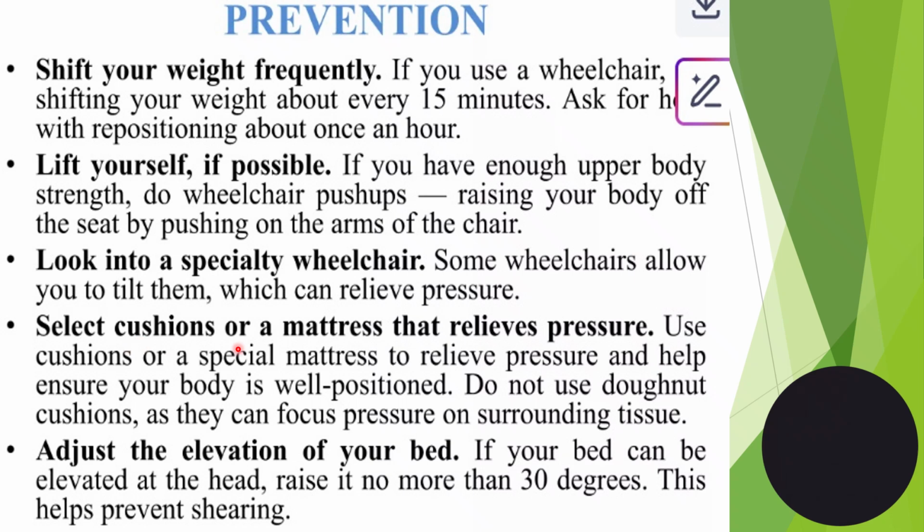Select cushions or a mattress that relieves the pressure. We have to provide a cushion to help ensure your body is well positioned. Do not use donut cushions, as they can focus the pressure on the surrounding tissues; only use long cushions or similar. Adjust the elevation of the bed: if your bed can be elevated, raise the head no more than 30 degrees, which helps to prevent shearing. This is the way we can prevent pressure sores.